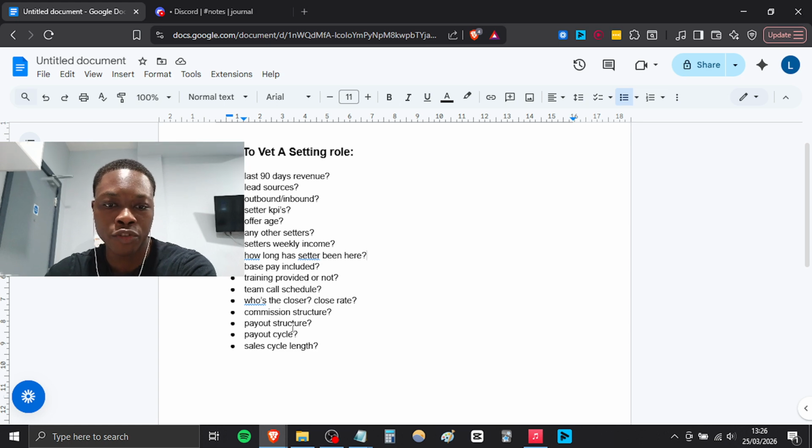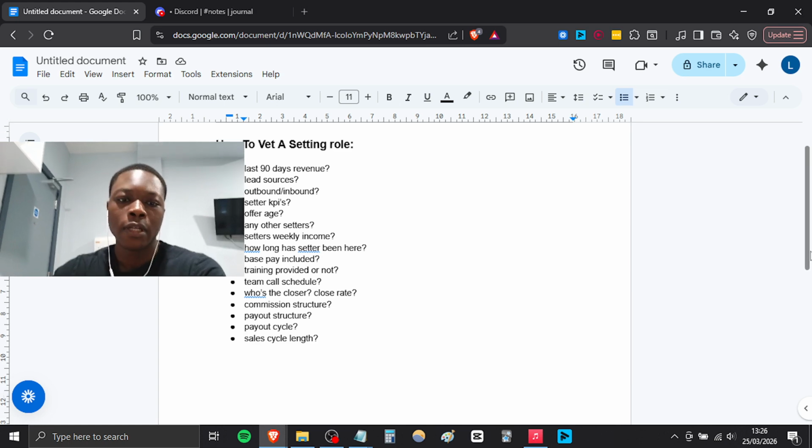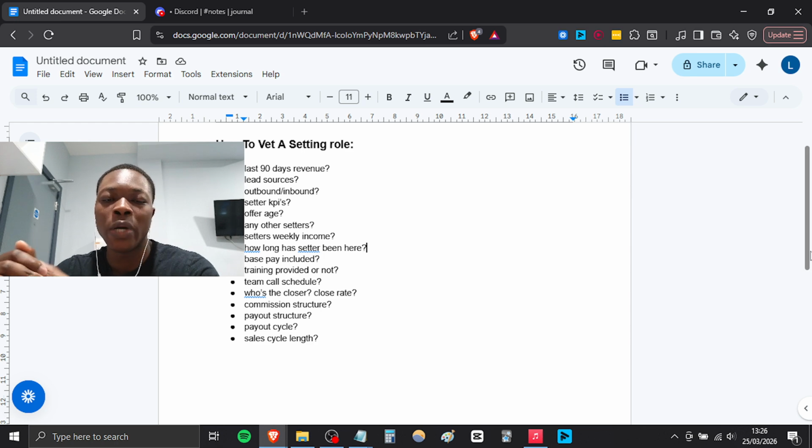So commission structure, payout structure, this is important. Is there a contract? How often are you paying out? Is the pay cycle weekly? Do I have to send you an invoice? Are you going to pay directly to my bank account? You'd want to prefer people who actually operate with contracts. Ideally you're sending people invoices, you're getting paid directly to your Stripe account, things like this.